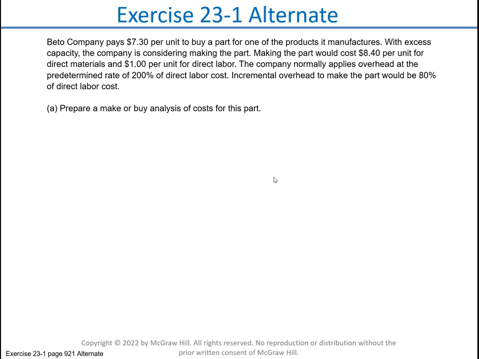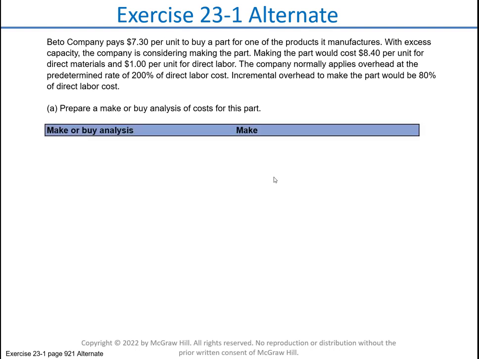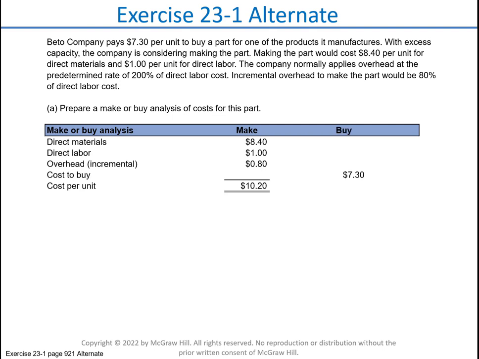When we're looking at make or buy analysis, we're looking at incremental cost. That will include direct materials, direct labor, and incremental overhead. So here is the analysis. It will cost them $8.40 for materials, $1 for labor. Incremental overhead is 80% of direct labor, so 80% of $1. It will cost them $10.20 to make it.